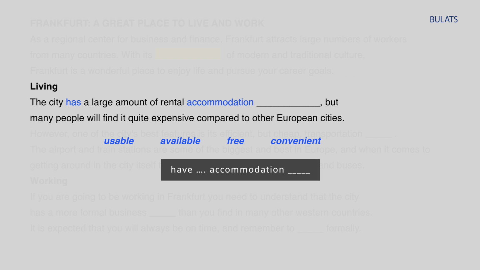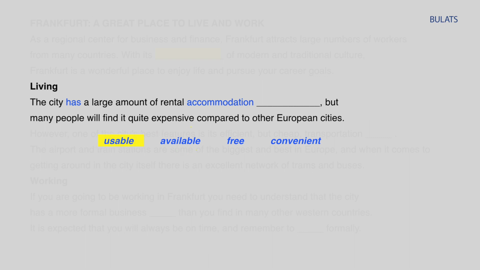Here, the best friend or collocation, meaning accommodation that can be rented or used, is have accommodation available. This is a really common collocation, in fact. Usable and convenient are not possible, and accommodation free is not a normal friend here. This all means, of course, that available is the best word for the space.